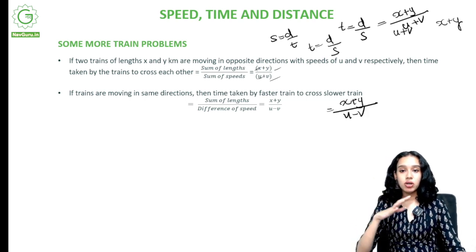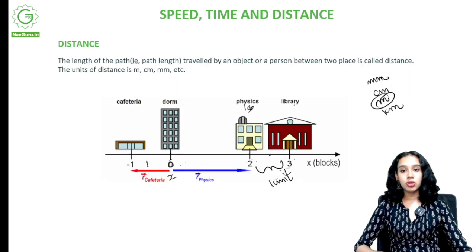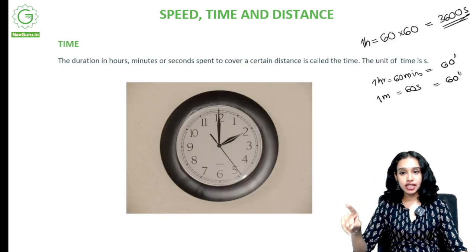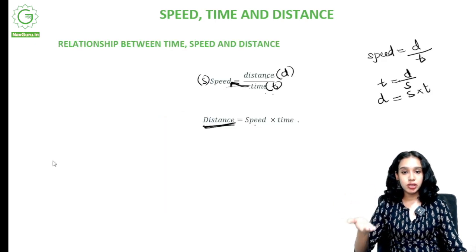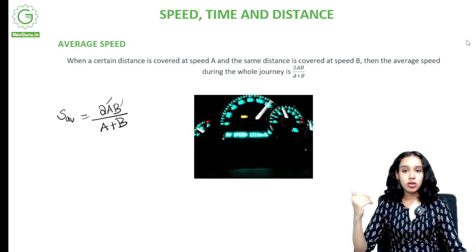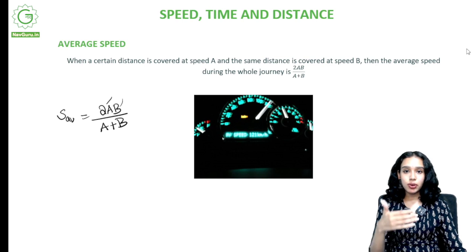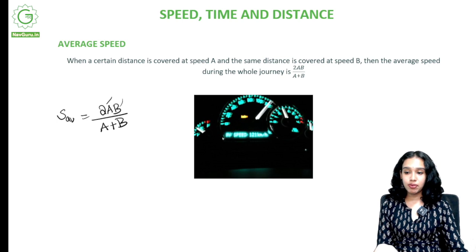Now, this is all about the concepts of speed, time and distance. So, basically, we have talked about what distance is, and the unit of distance is meter. Then what is time? The standard unit of time is second. And what is speed? Speed is the rate at which distance is covered, and the standard unit of speed is meter per second. Now we know the relation between speed, distance and time. Then we talked about average speed, like when I'm traveling from one point to another and halfway I change my speed to another speed. So the average speed would be 2ab by a plus b.